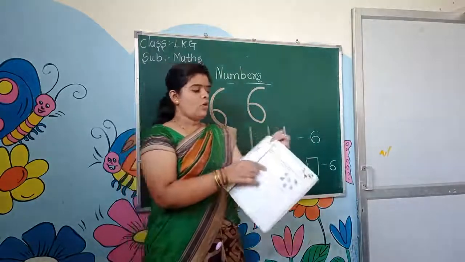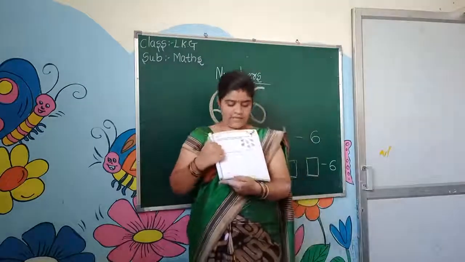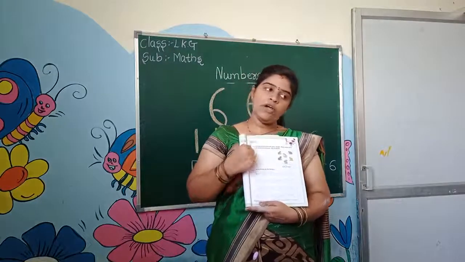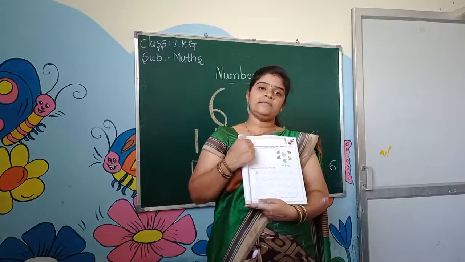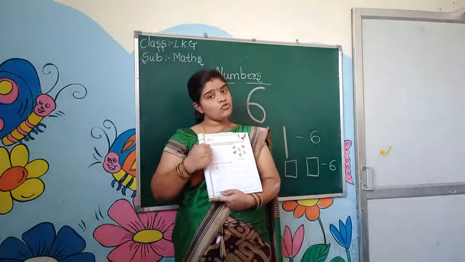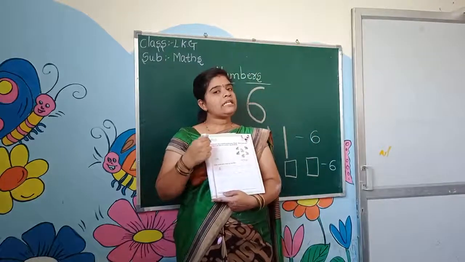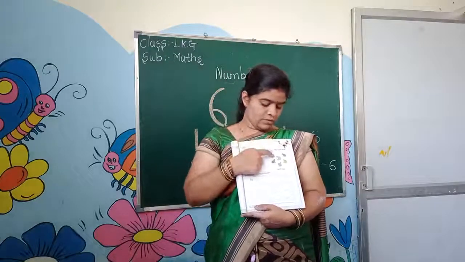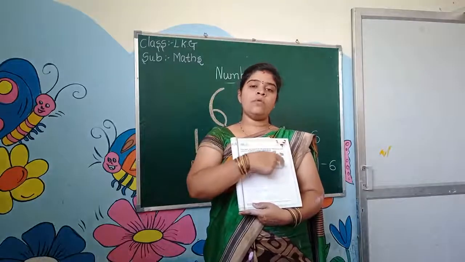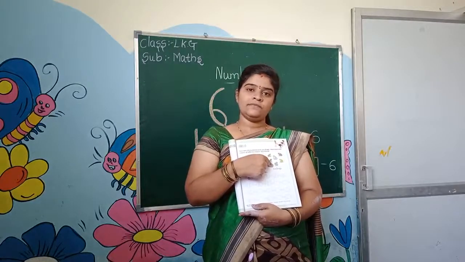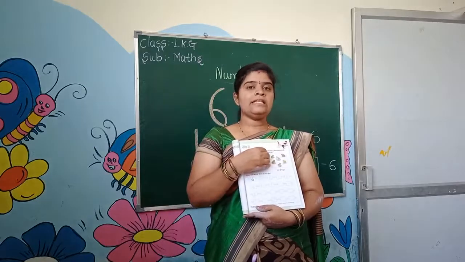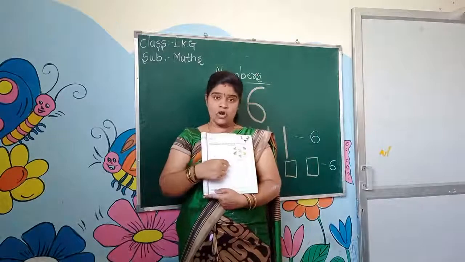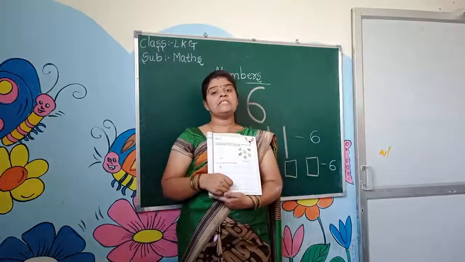Okay, children? Okay. Page number 53. Number 6 is given. Once again, you have to join the 6. It means you have to join the dots. You will get number 6 and fill in the color. Next, count how many frogs are given. Here 6 frogs are given. Next, you have to trace these dots, and below you write number 6.